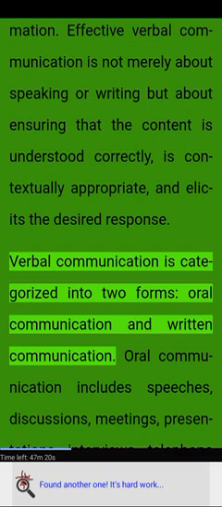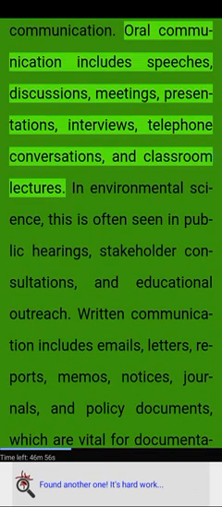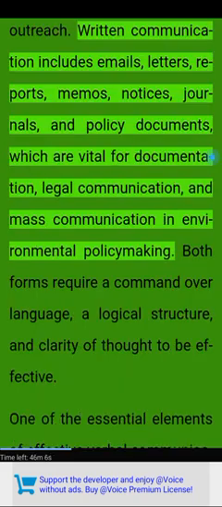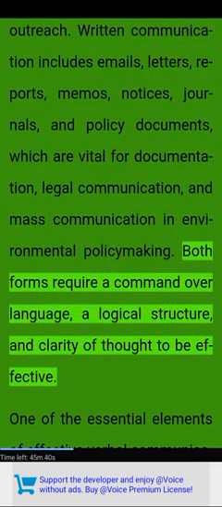Verbal communication is categorized into two forms: oral communication and written communication. Oral communication includes speeches, discussions, meetings, presentations, interviews, telephone conversations, and classroom lectures. In environmental science, this is often seen in public hearings, stakeholder consultations, and educational outreach. Written communication includes emails, letters, reports, memos, notices, journals, and policy documents, which are vital for documentation, legal communication, and mass communication in environmental policymaking. Both forms require a command over language, a logical structure, and clarity of thought to be effective.